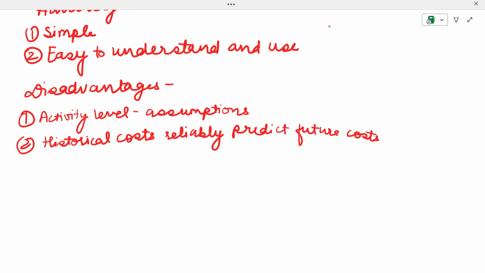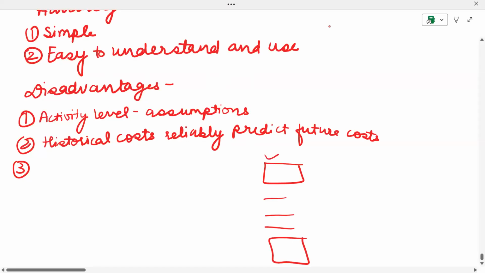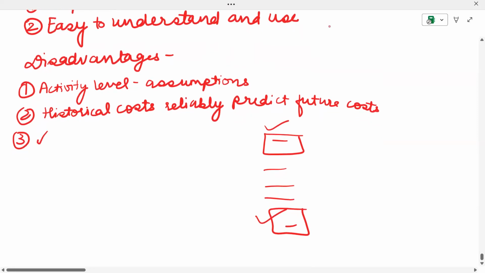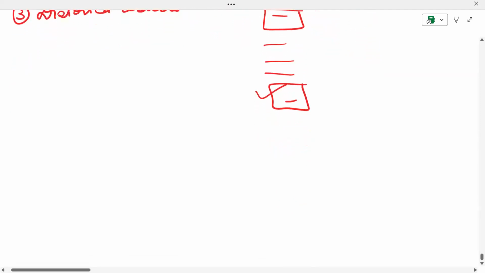Now, another disadvantage can be the fact that results may be distorted due to random variations in highest or lowest values. So, what happens is using the high-low method, maybe these are my activity levels. So, I'll be taking the highest one and the lowest one. So, if there is a random variation in either this or this level, it's going to give me a distorted result. So these are the disadvantages of the high-low analysis.